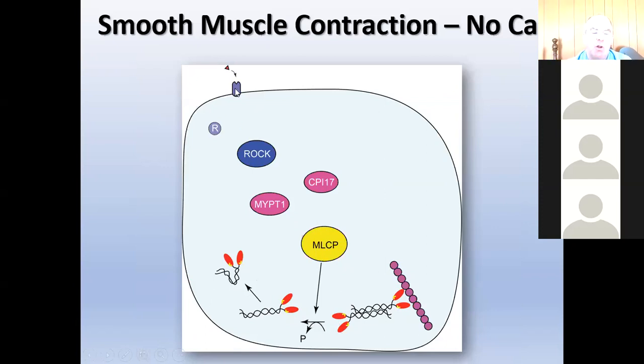So we're going to activate contraction without calcium now. This is your calcium free. Activate Rho. Rho activates ROCK, which is just Rho kinase. Rho kinase then activates MYPT1 and CPI17, and these block myosin light chain phosphatase. So if you block the phosphatase, you no longer dephosphorylate the myosin light chains, and so you maintain contraction. So this is one of the ways that smooth muscle can maintain contraction even in the absence of calcium.